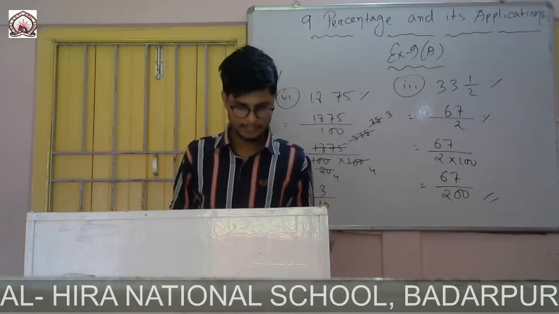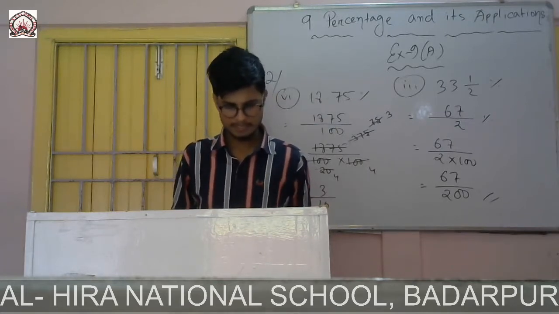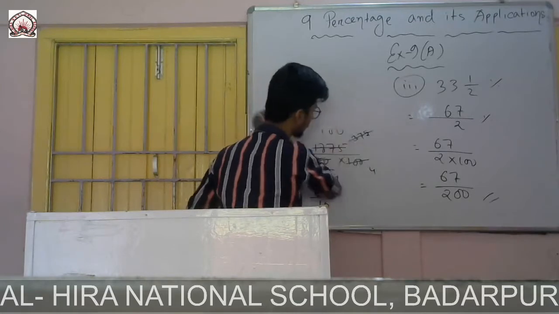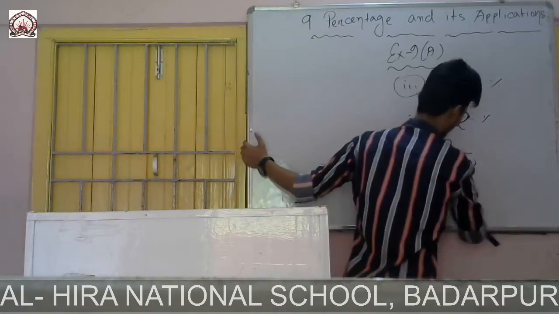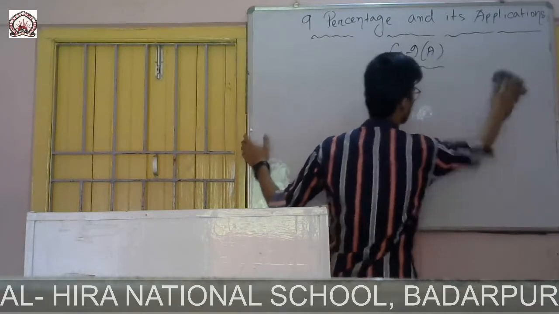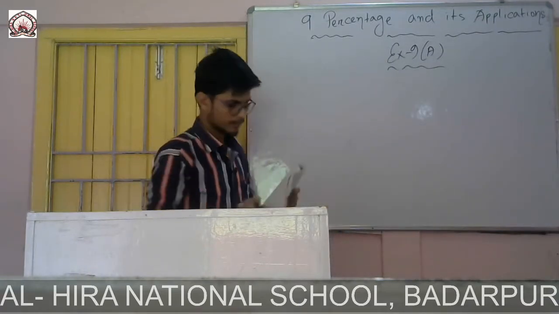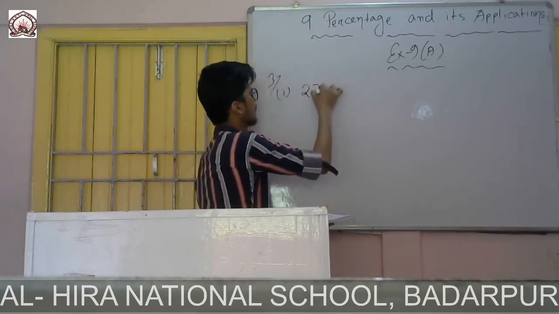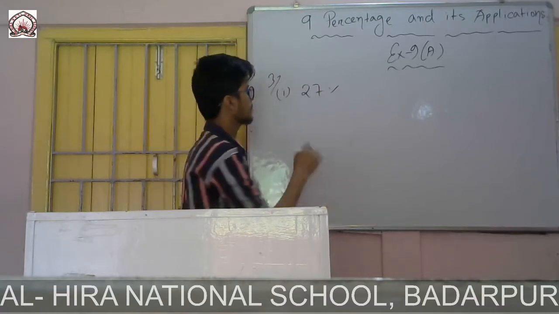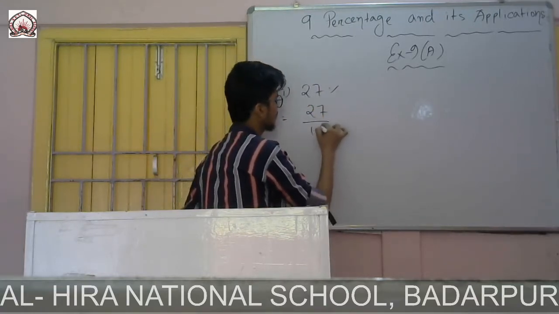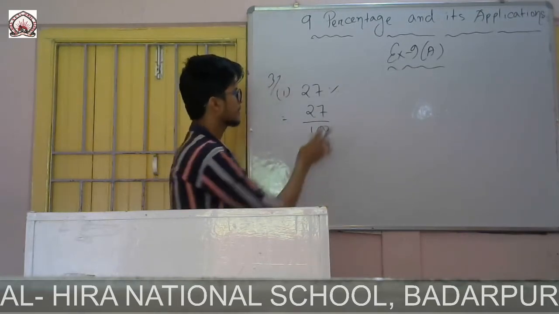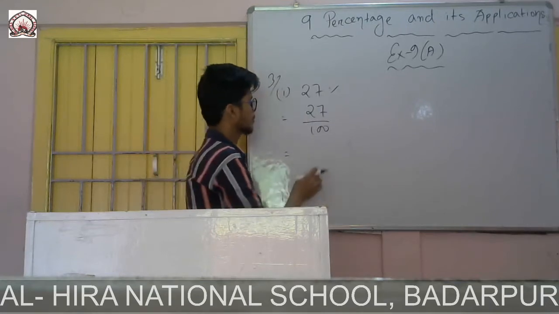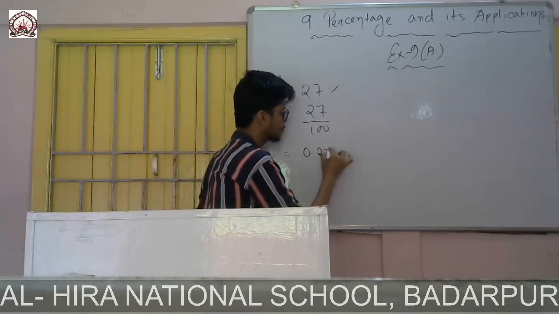Convert each of the following percent into decimals. So you are to convert this percentage into decimal. It is given 27%. I can write it as 27 by 100. And if I write it in decimal, the question is to write these answers in decimal. So easily I can write 0.27.